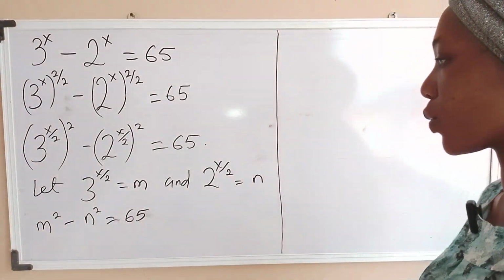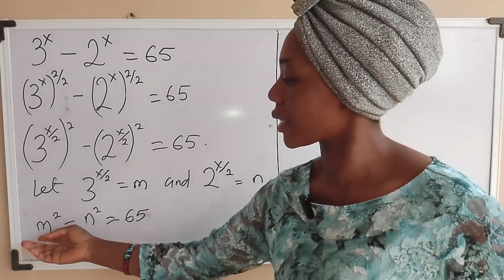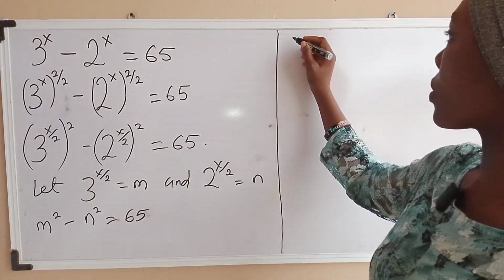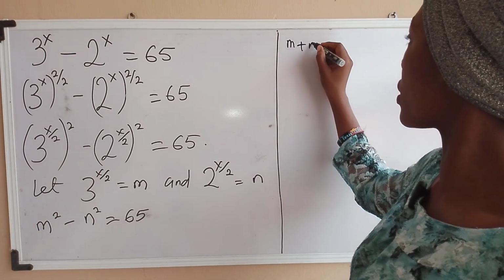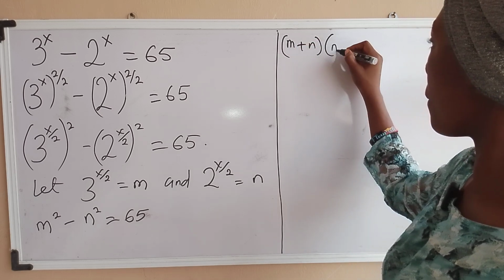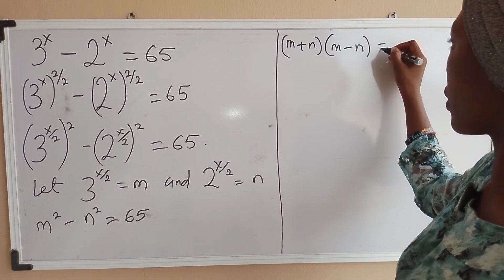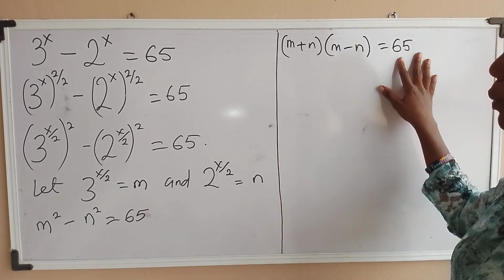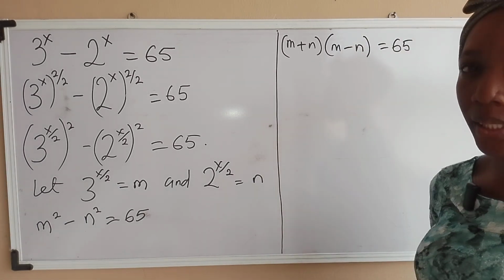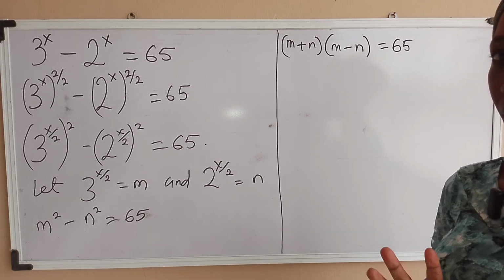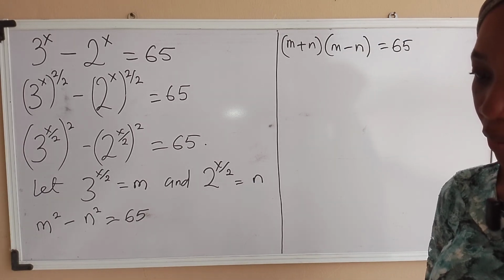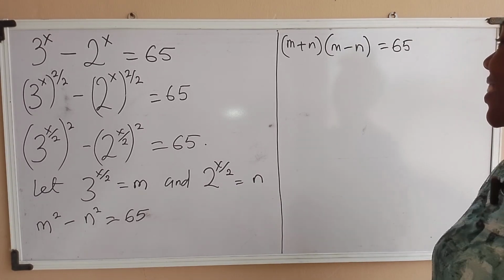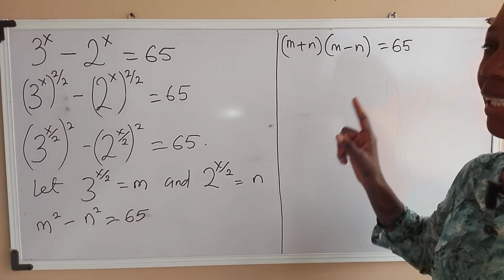Are you seeing that? So the next thing we're going to do, this is what we call difference of two squares. So we're going to say m plus n, m minus n equals what? 65. Now, we have factors of 65. We have 1 and 65. We have 5 and 13. We have 1 and 65.